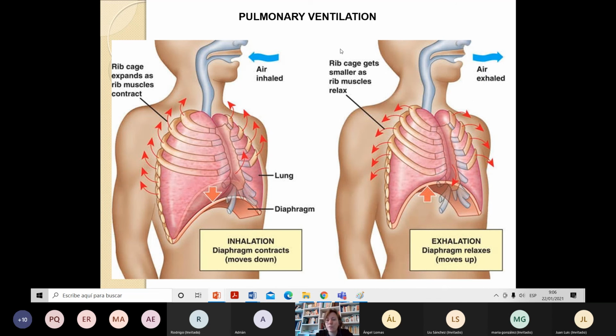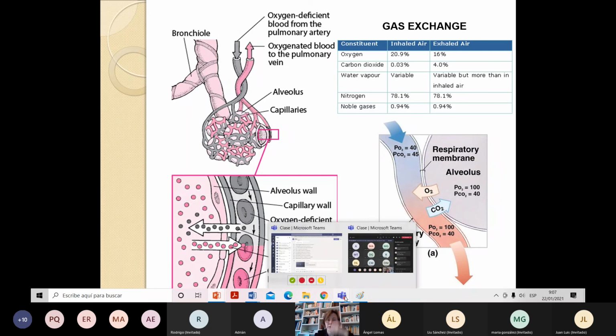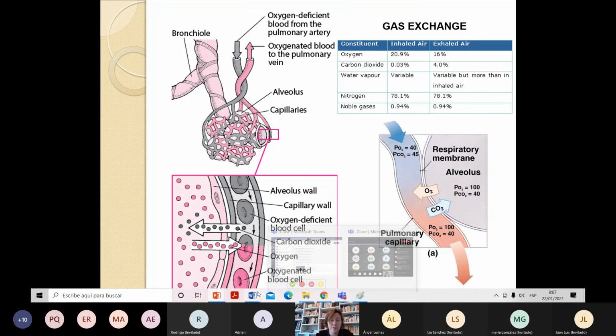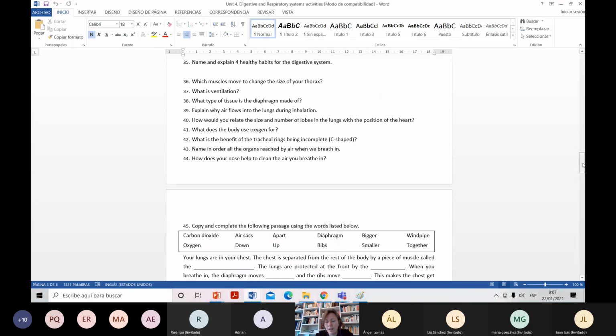That's the process of pulmonary ventilation, which is not the same as gas exchange. We'll see gas exchange in our following class. So we'll have this process of gas exchange on Monday, and then Thursday will be illness and healthy habits. Friday, the review, and then next Monday, the first exam. Okay, so we'll see this process, gas exchange, the following day.